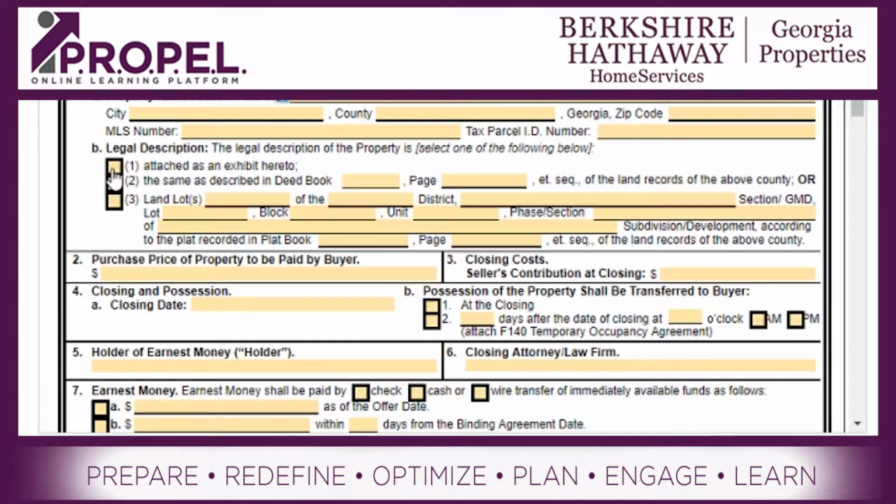Your first option is an exhibit. This is typically a copy of the legal description from the seller, typically an exhibit A from their warranty deed or something similar to that. Option 2 is where the legal description is recorded, and that is simply a deed book or a page number. Typically you'll find this on a copy of their warranty deed.